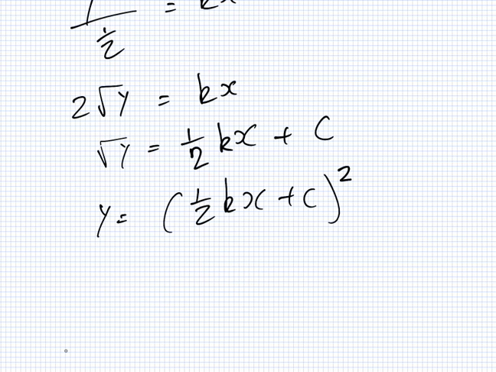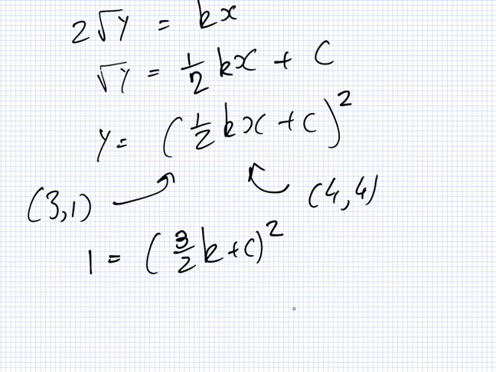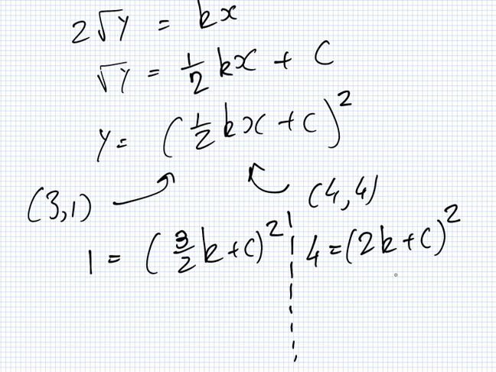Now to find the k and the c, we've seen how to do this before. I have 2 points which I can put in. That's all really. So if I put this one in first, I get 1 equals (3 over 2 k plus c) squared. And if I put the other point in, I get 4 equals (2k plus c) squared.